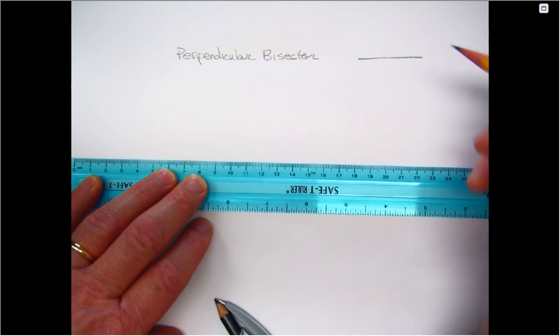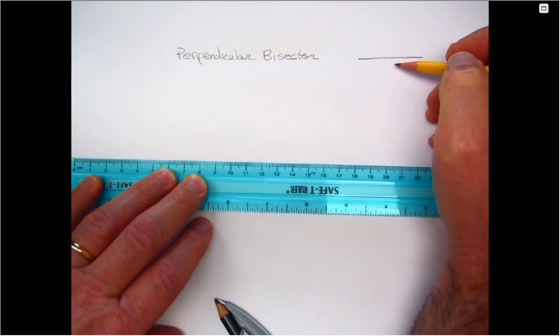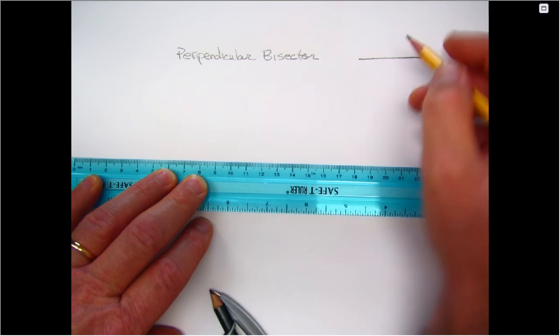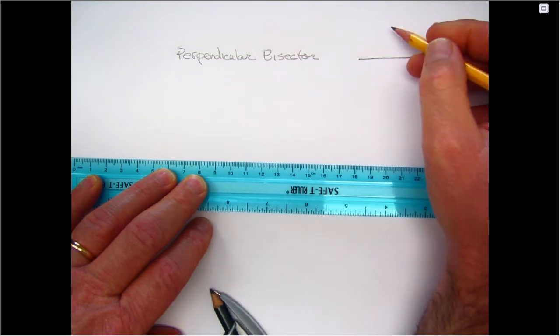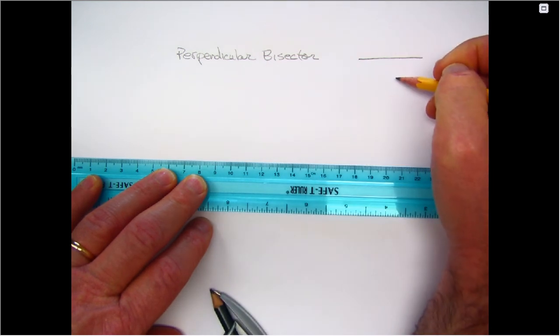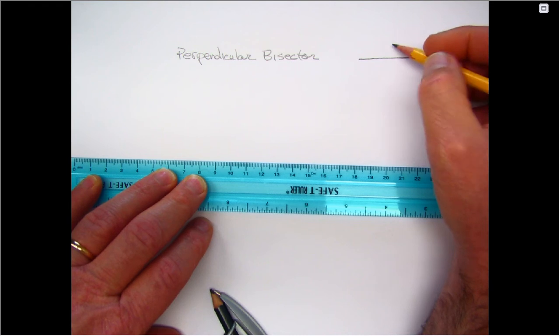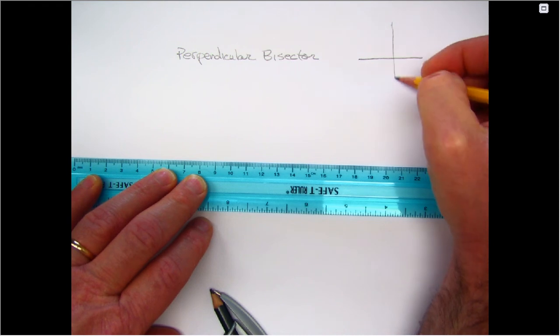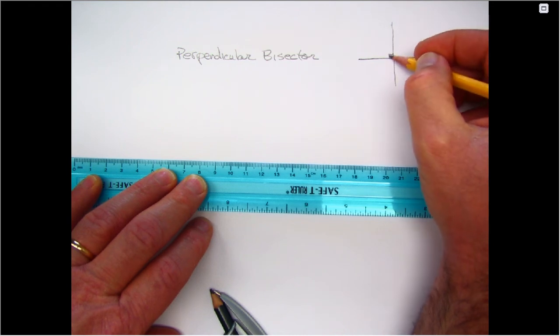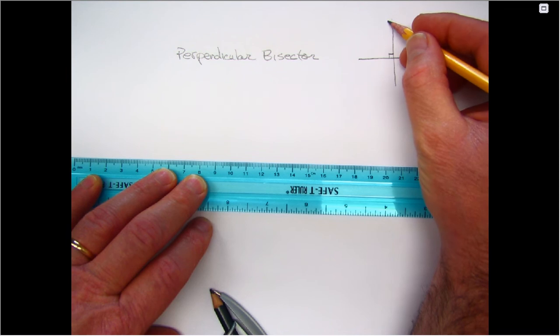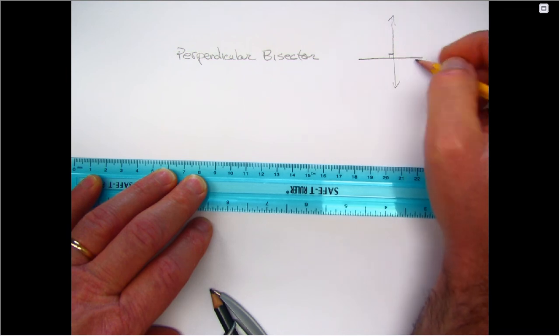And then what I'm going to do is cut that segment in two. Sect means to cut, bi means to cut in two, bisector means to cut in two, like bicycle means two wheels. And perpendicular means I'm going to cut it at right angles. So, my goal is to do this, have a line that bisects this segment.